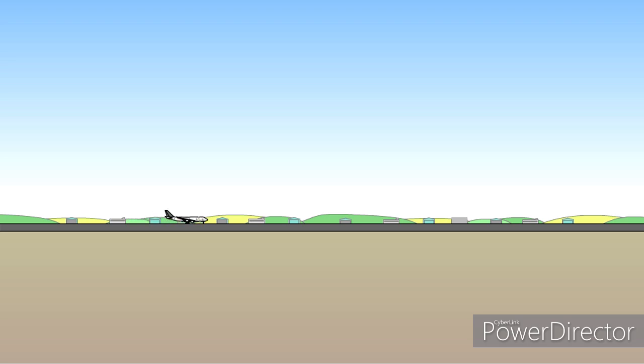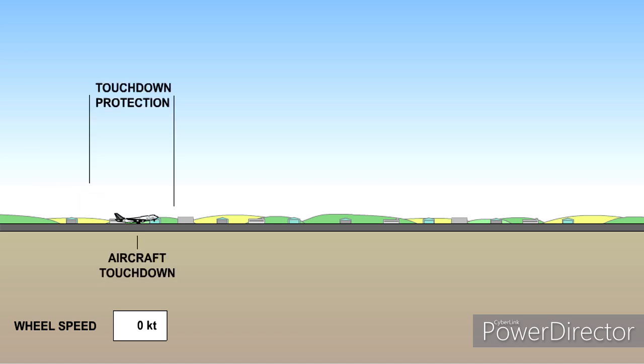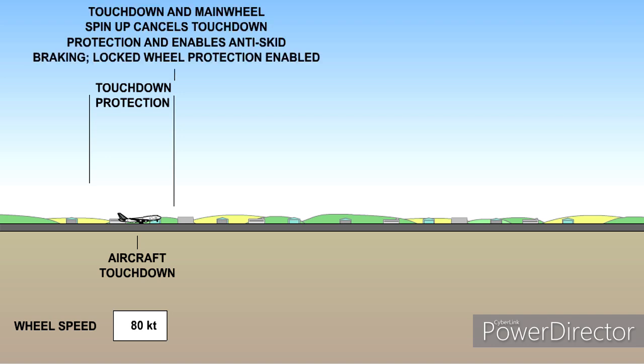To summarise the electronic anti-skid system, here is a demonstration of how it will operate during approach and landing. On approach, with the gear selected down and anti-skid switched on, the touchdown protection system will not allow the brakes to be applied. On touchdown, once the ASU receives an on-ground signal and the main wheels have spun up to about 80 knots, touchdown protection is disabled and braking can commence. The anti-skid system will now modulate the brakes to produce optimum braking.